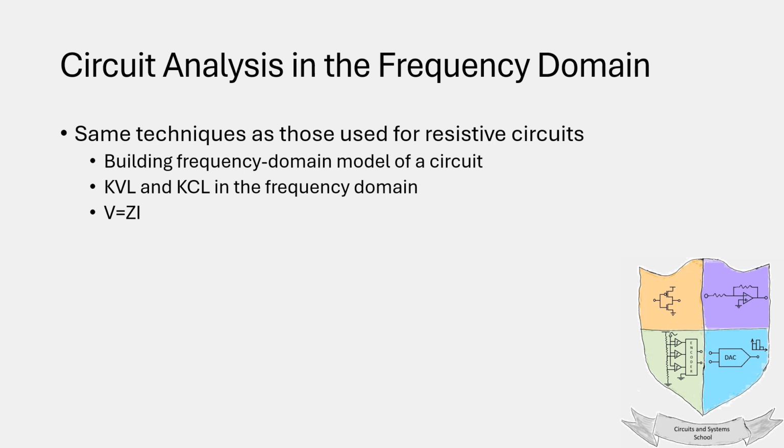This is done by representing inductors and capacitors as their impedances. Furthermore, all sources, currents, and voltages must be represented in phasor form. After that, Kirchhoff's voltage and current laws are applied as needed. Moreover, the voltage and current of passive components are related through their impedance.